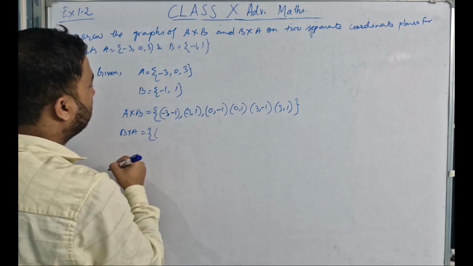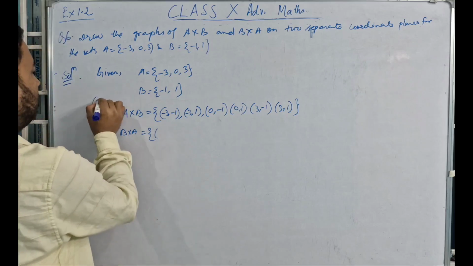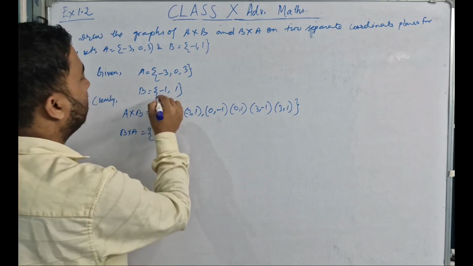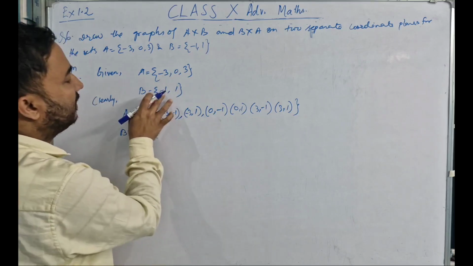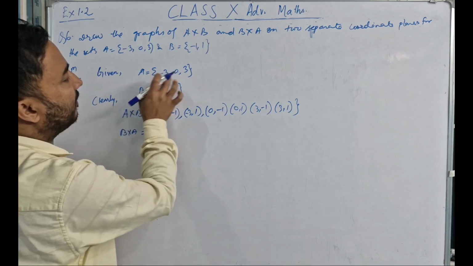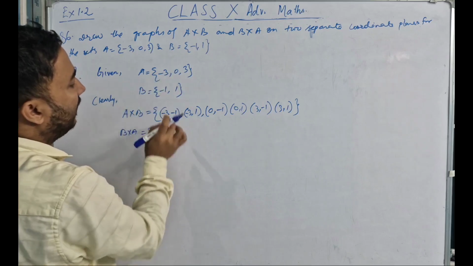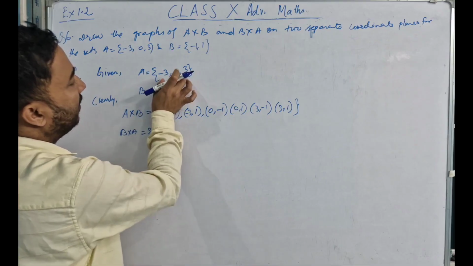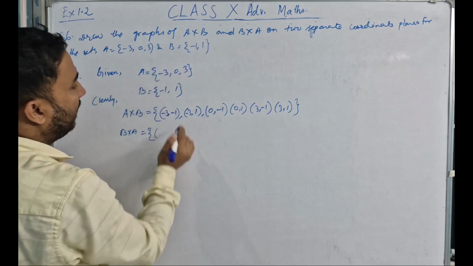B cross A will be equal to, here you can write clearly, okay. B cross A will be equal to minus 1, 3. This minus 1 will come with all the elements of A as an ordered pair, and this 1 will also come as an ordered pair with all the elements of the set A.